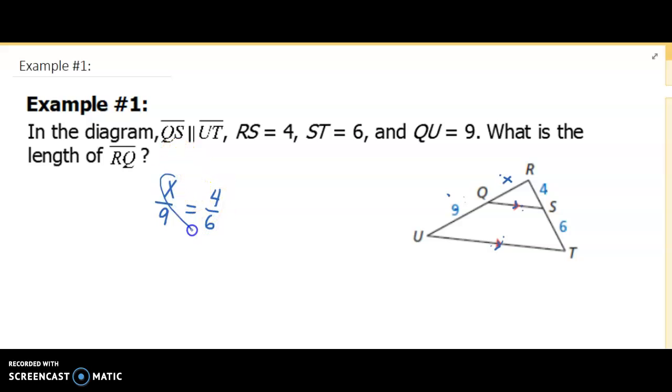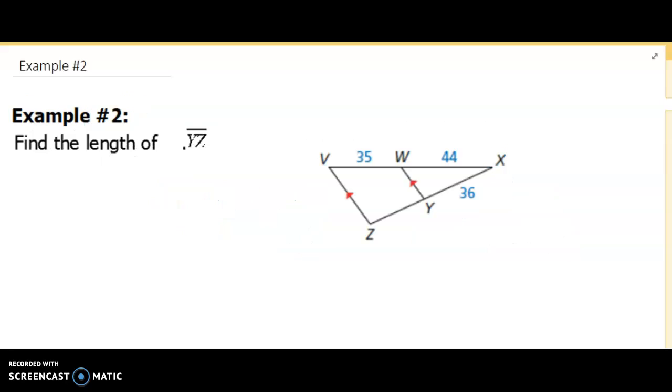And then from here, I cross multiply. So 6x equals 9 times 4, which is 36. Divide by 6, I have x equals 6. So the length of RQ is 6. Go ahead and try example 2 on your own. This is the same as the one we just did, and then we'll go over it. Use example 1 as a reference if you need.